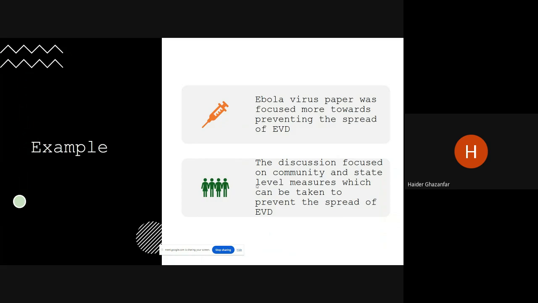So coming to our paper, the Ebola virus paper was focused more towards preventing the spread of Ebola virus disease. And the discussion focused on community and state level measures which can be taken to prevent the spread of Ebola virus disease. That was the main purpose of our paper. And 80% of our discussion was basically on just that thing alone. And these are the kinds of review papers which are going to be accepted.